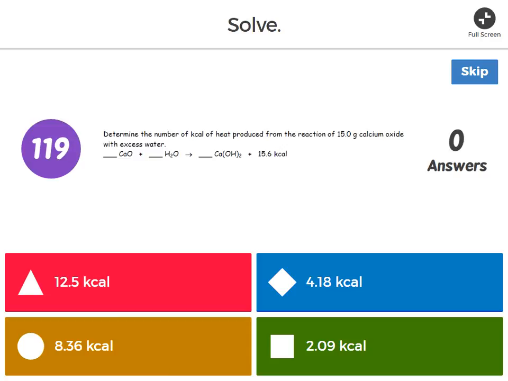Ooh, this is little. That's why I said closer. I'll read it to you. Determine the number of kilocalories of heat produced from the reaction of 15 grams of calcium oxide with excess water. It gives you a reaction, calcium oxide plus water. You might want to balance this. Yields calcium hydroxide in 15.6 kilocalories.